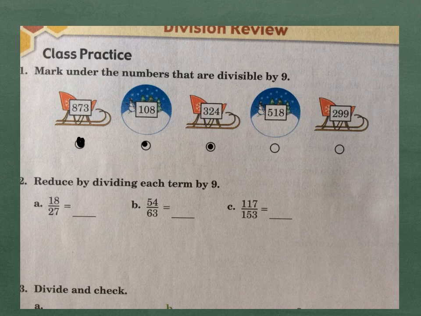Let's go ahead and move down to number 2. 2 says to reduce by dividing each term by 9. So this is kind of cool because they've told us what it's divisible by here. We're going to divide both the top and bottom numbers by 9. So in A, 18 divided by 9 is 2. And 27 divided by 9 is 3. And so we just reduced it to 2/3.